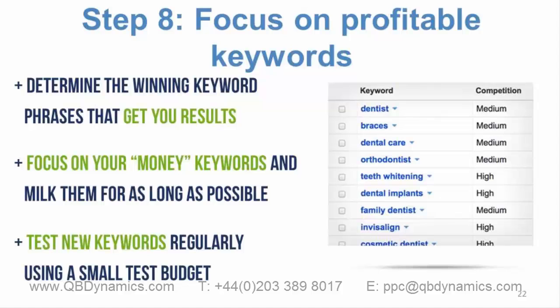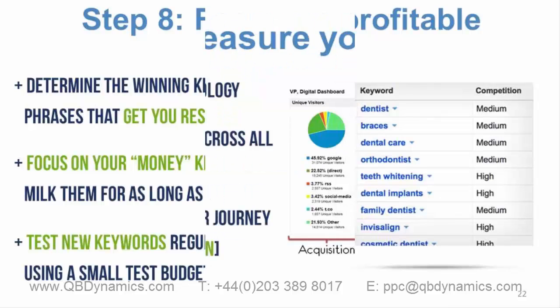At the same time, have a test budget, maybe 10% of your budget, where you're testing new keywords all the time because language changes. People use different phrases based on things they hear in the media, changes in your industry, or changes in products or services and things like that. You just want to make sure that you're looking for new keywords and updating your keywords on a regular basis with a little test budget. That way, you're keeping up with the changes that are happening.